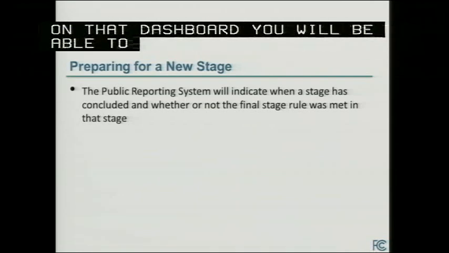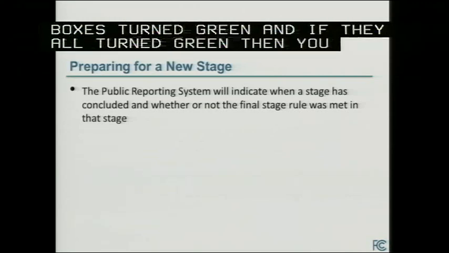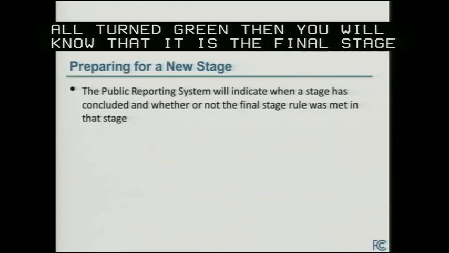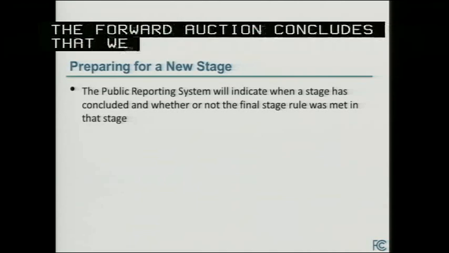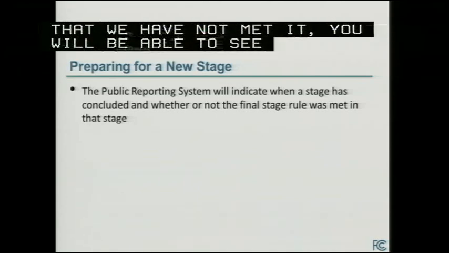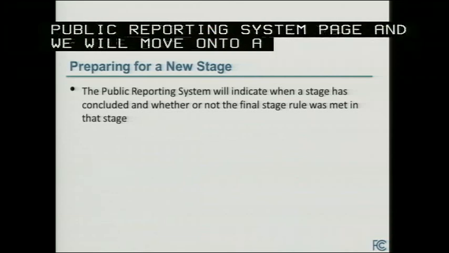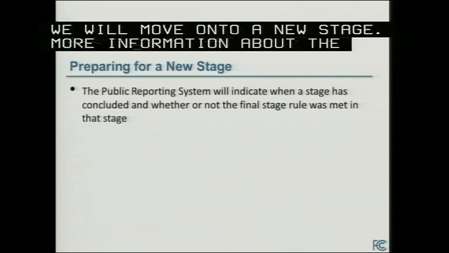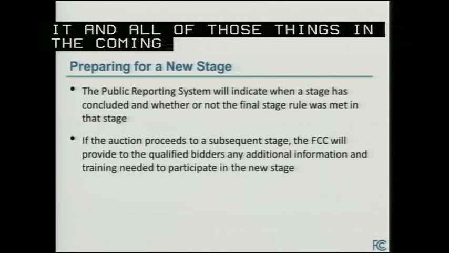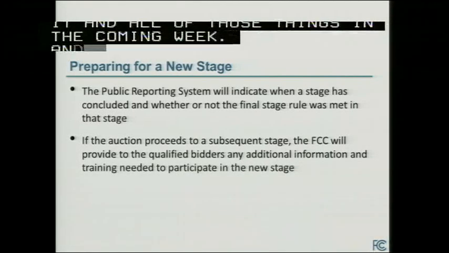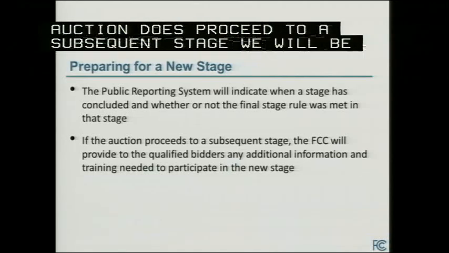If those boxes all turn green, then you'll know that it is the final stage and there won't need to be another reverse auction. But if the forward auction concludes and we have not met it, and you'll be able to see that on that public reporting system page, then we'll move on to a new stage. And more information about that public reporting system will become available, how to access it, and all those things in the coming week. And as a reminder, if the auction does proceed to a subsequent stage, we will be providing you with additional information and any additional training that you may need to participate in the new stage.